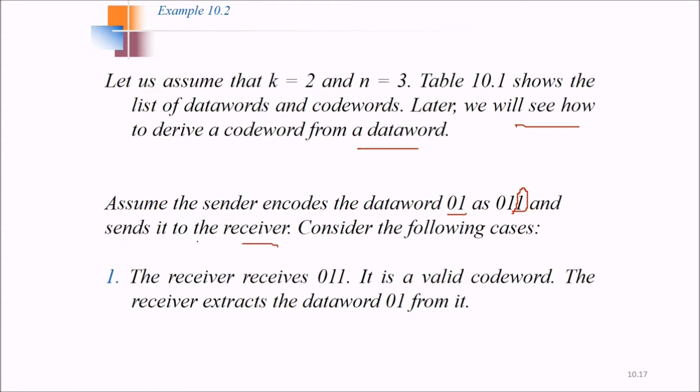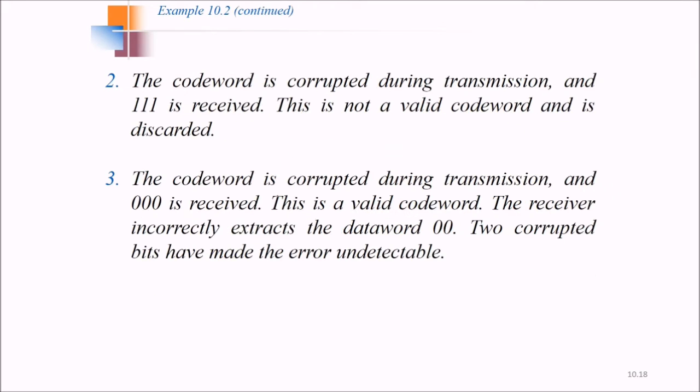Just consider certain cases. The receiver receives 011. It is a valid code word. So the receiver will extract the data word 01 from it. No problem. Now the code word is corrupted during transmission. So 011 was the code word, one bit was changed, so the received was 111. This is not a valid code word. We require 011. It is discarded.